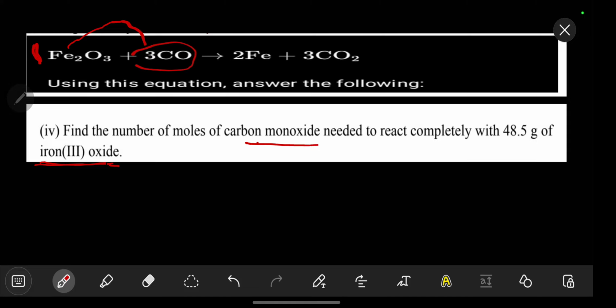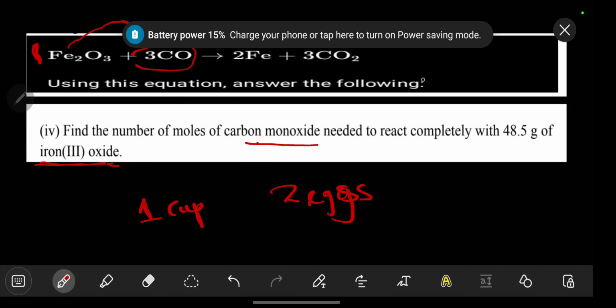Remember our earlier example on baking powder. As long as you have 2 eggs, according to what we had, it can react with 1 cup.